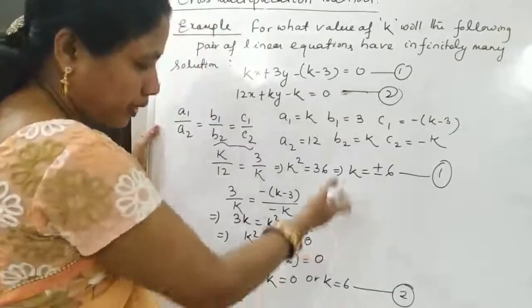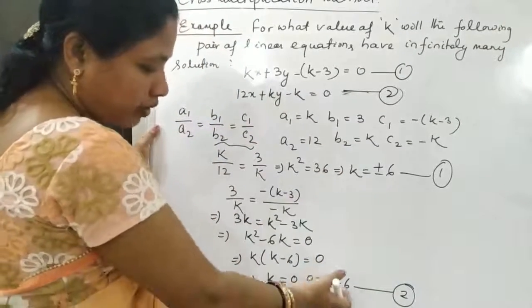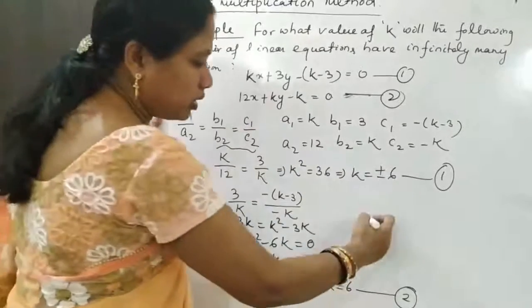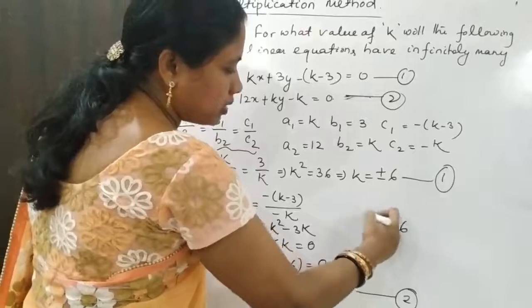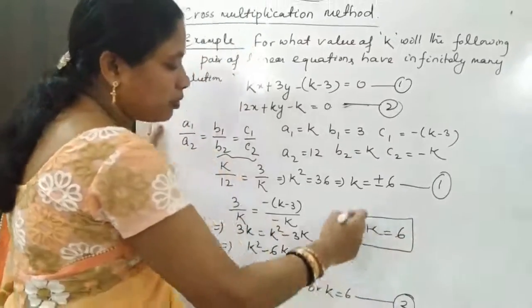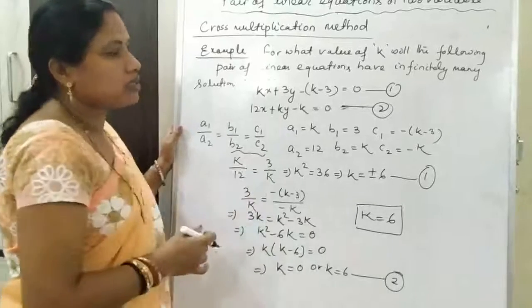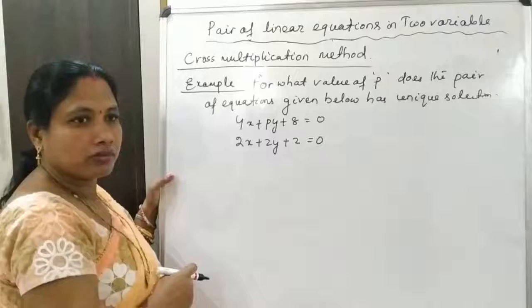So by comparing 1 and 2, the value of k which is 6 is common in both the cases. That's why the value of k will be 6. So this is the value of k for which these two linear equations have infinitely many solutions.